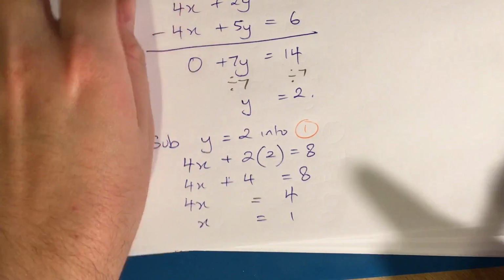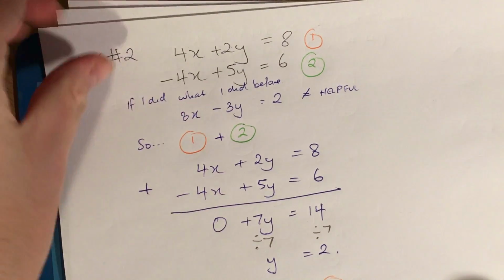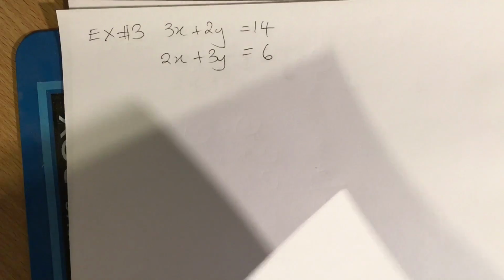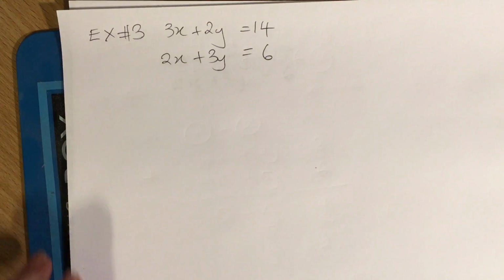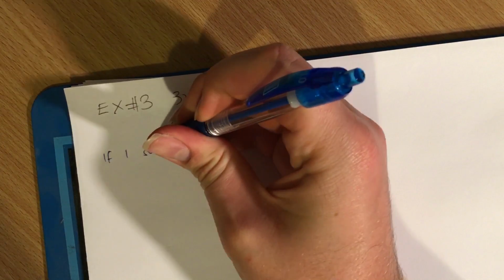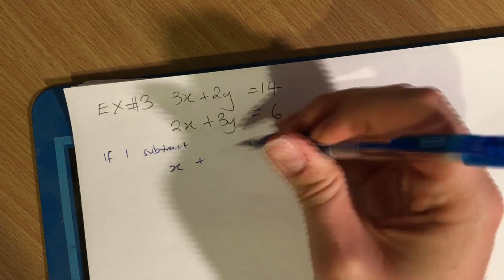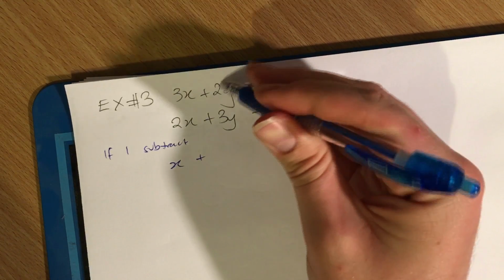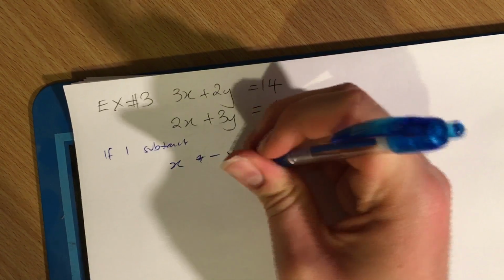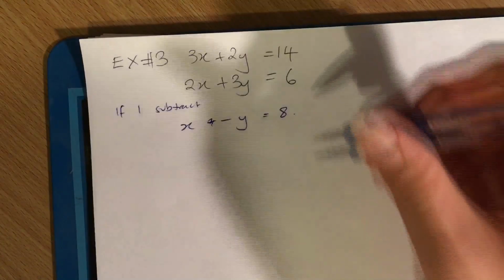So obviously if one of them is a minus sign, I could just add the two equations together. Now, what if I've got this nonsense? If I subtract these two, I get x plus, what? 2y take away 3y, x minus y is equal to 8. Well, that's not helpful. Nope.